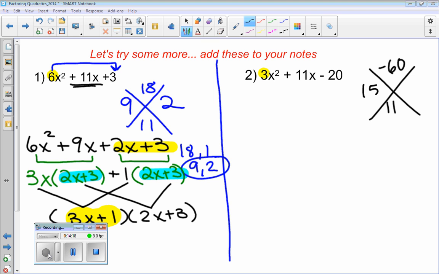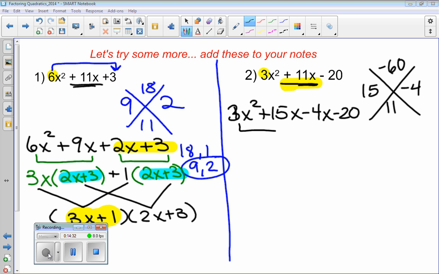Very good. 15 and negative 4. So I'm going to rewrite this using 15 and negative 4. So I'm going to say 3x squared plus 15x minus 4x minus 20. Then I'm going to group. Okay? What is the largest number that can be taken out of both?